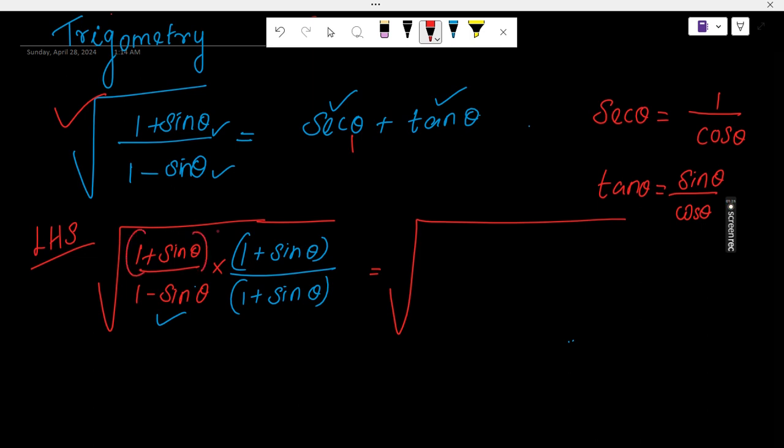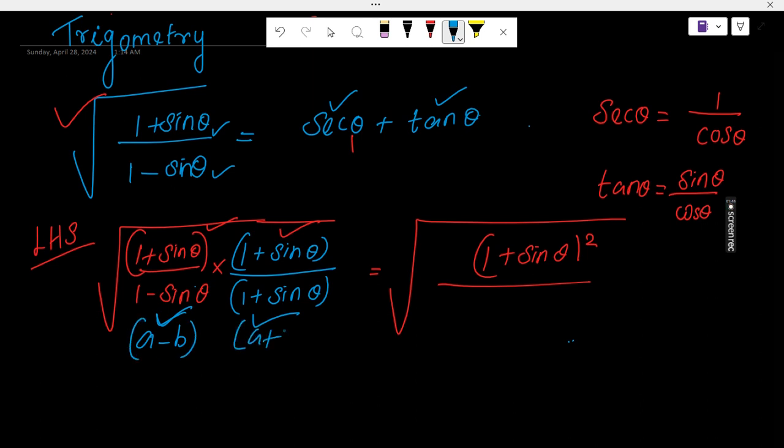So look at this one, the numerator, both are equal, so I can write it like this: 1 plus sine theta the whole square, and divided by, look at this denominator my dears. Here it's a negative sign, the next one is a positive sign, so it is in the form of a minus b times a plus b, that is equal to a square minus b square. So who is a? That is 1 square, minus sine square, right my dear?